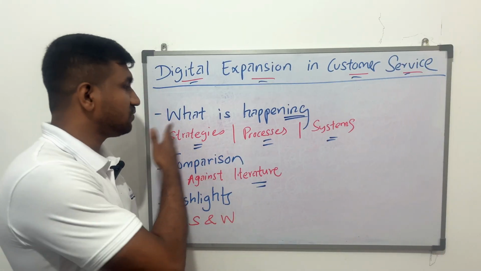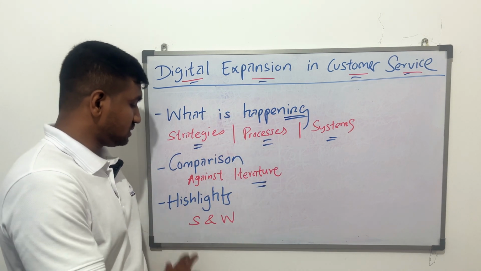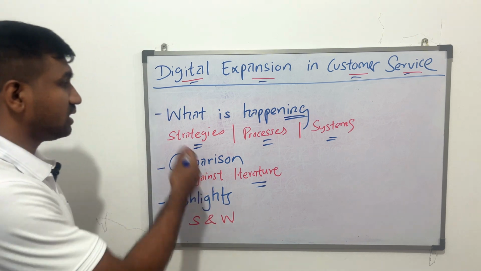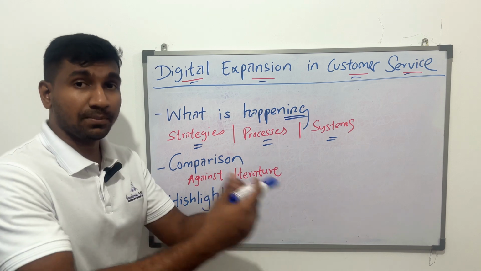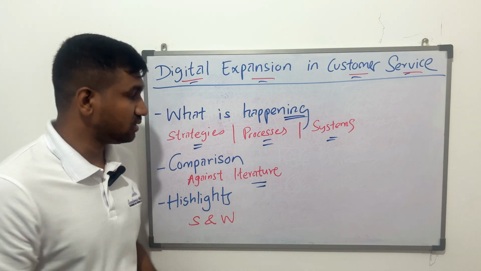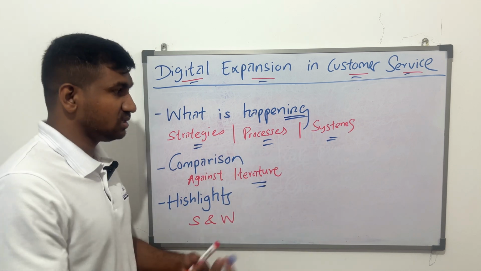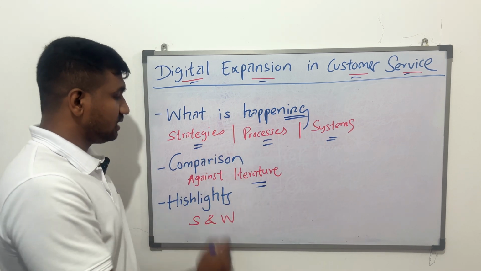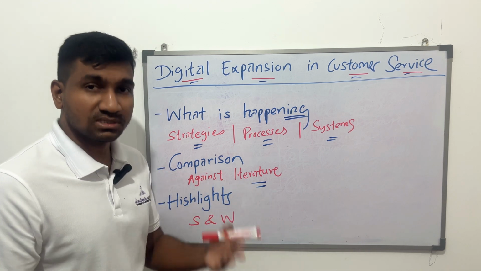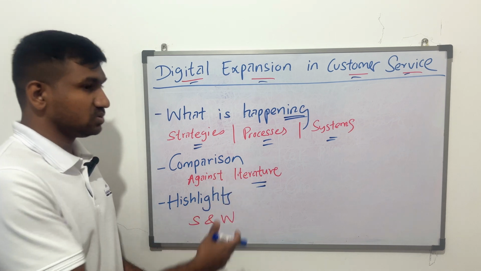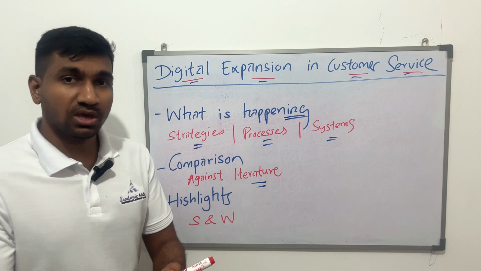Now we have covered three sections under application: what is happening, comparison, and highlights. Under what is happening, remember the word ing form. So what is happening now, not the one that you're going to recommend. Under that we have covered strategies, processes, systems. So what are the things that they have in place? And then comparison against the literature. The literature you have discussed in the initial stage of your assignment. From that you can bring a couple of examples and compare against your company.